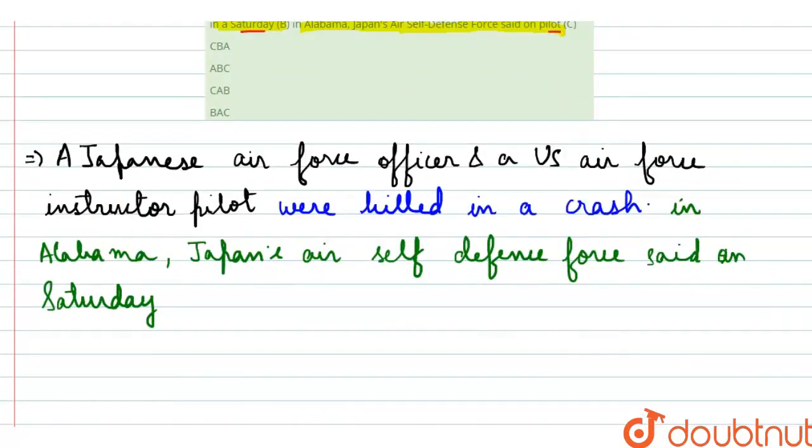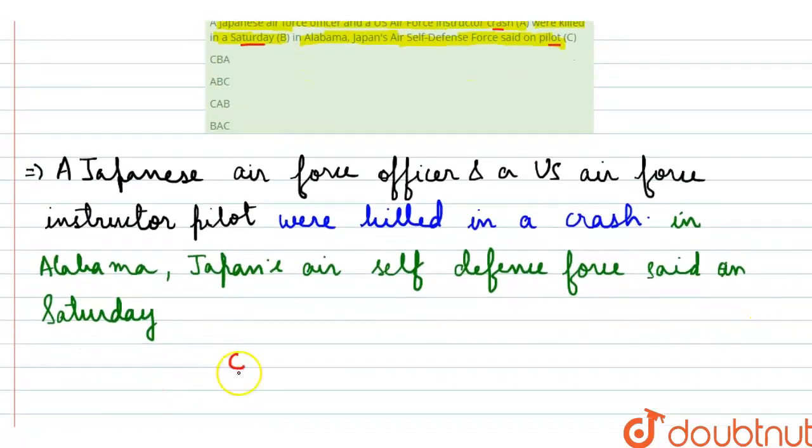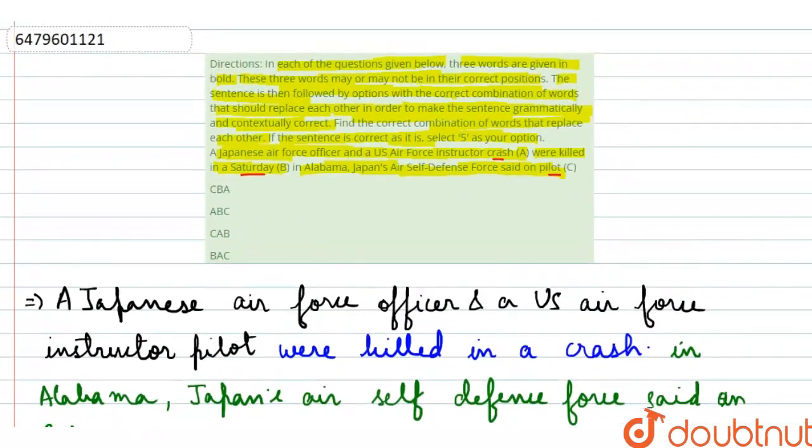At first pilot is used, so we will mention C, and then second we saw crash. So crash is A, and the last one is B, that is Saturday. So our required sequence will be CAB. So overall our right answer is option number C. Rest of the options are incorrect.